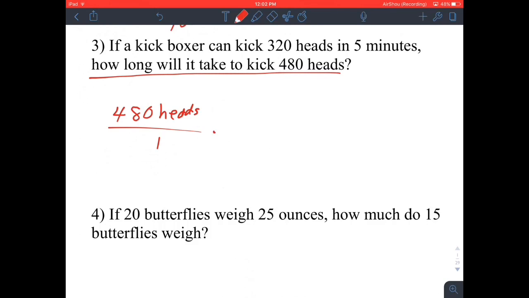I'm going to multiply this by a ratio that's equivalent to 1. 320 heads happens in 5 minutes. I want heads to cancel, so I have 320 on the bottom. It's important to label your numbers. We got 5 minutes on top.